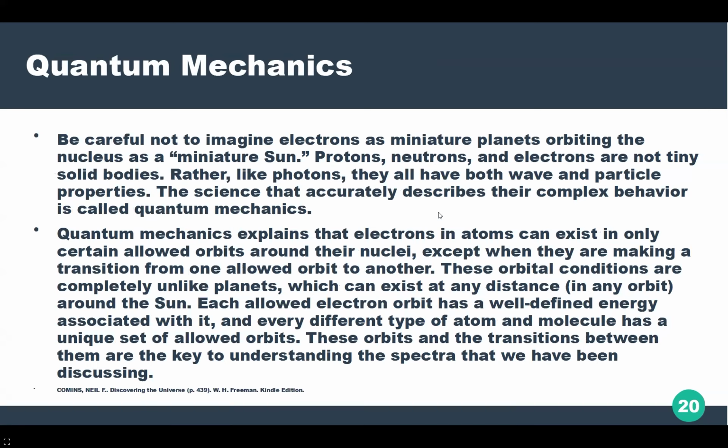Quantum mechanics explains that electrons in atoms can exist in only certain allowed orbits around their nuclei, except when they are making a transition from one allowed orbit to another. These orbital conditions are completely unlike planets, which can exist at any distance in any orbit around the sun. Each allowed electron orbit has a well-defined energy associated with it, and every different type of atom and molecule has a unique set of allowed orbits. These orbits and their transitions between them are the key to understanding the spectra that we have been discussing.